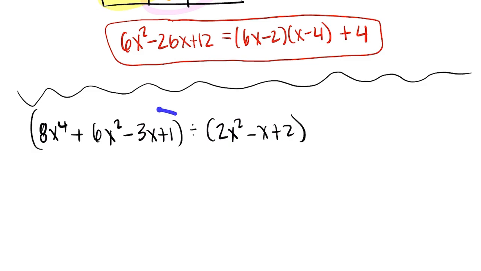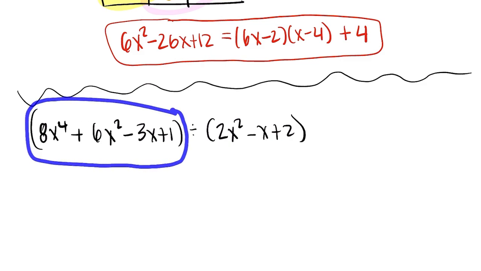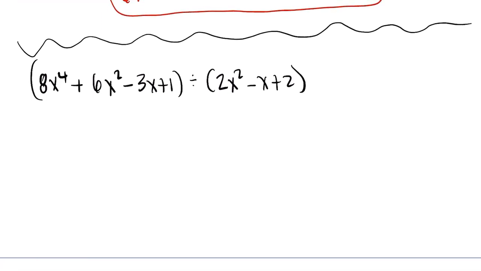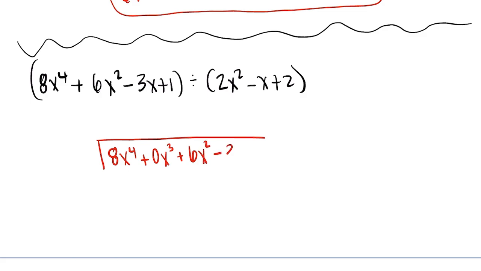What do you guys notice about this dividend? Is there anything maybe missing? There's no x cubed. So when we set up our division, we need to leave a space for that x cubed. So we'll hold a space for that right here. I'm going to do that with a 0. So we don't have an x cubed, but really it's because the coefficient of x cubed is 0.